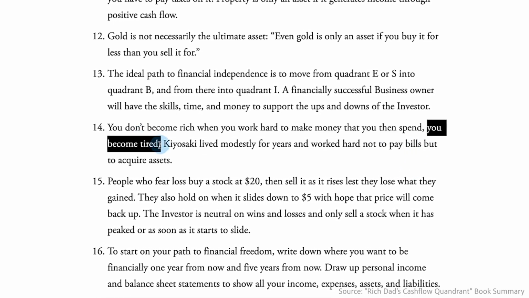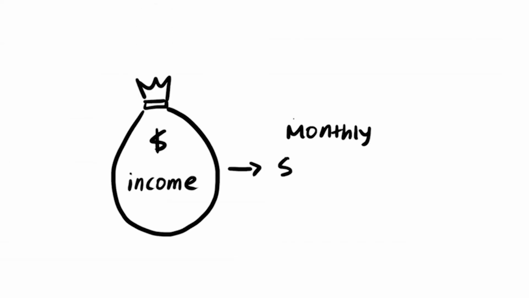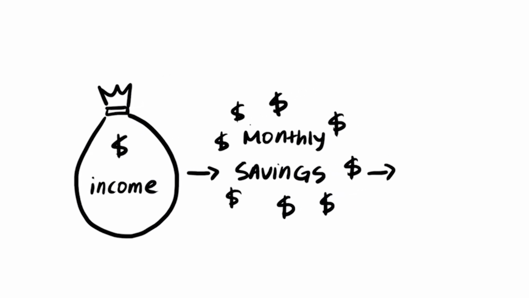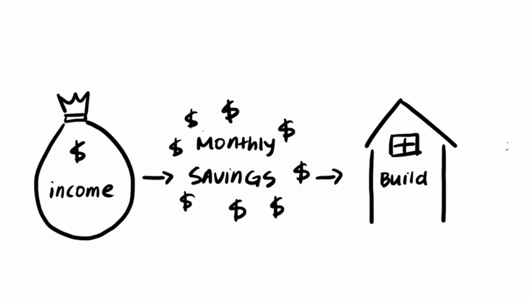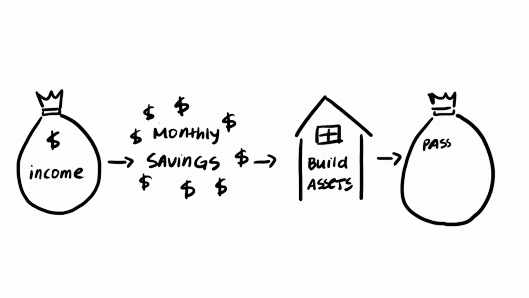You become tired. Kiyosaki lived modestly for years and worked hard not to pay bills but to acquire assets. If you live within your means, you can start saving a small amount each month. Then you can focus your wealth on building assets that generate passive or long-term income and take baby steps toward your goal.